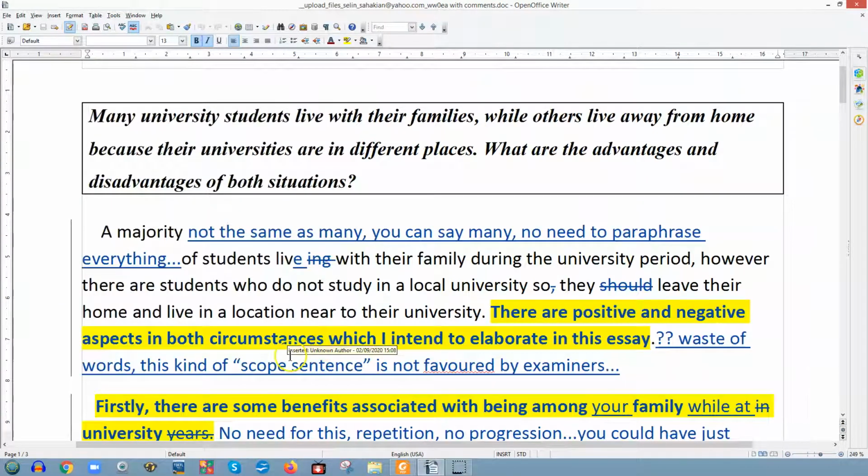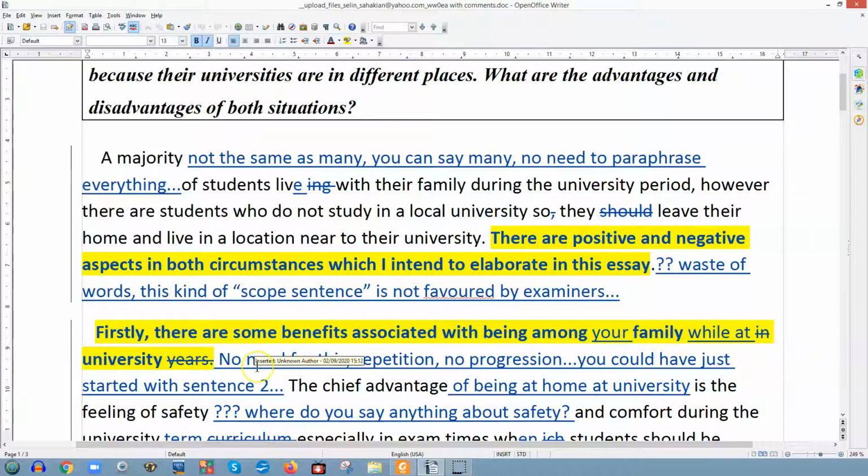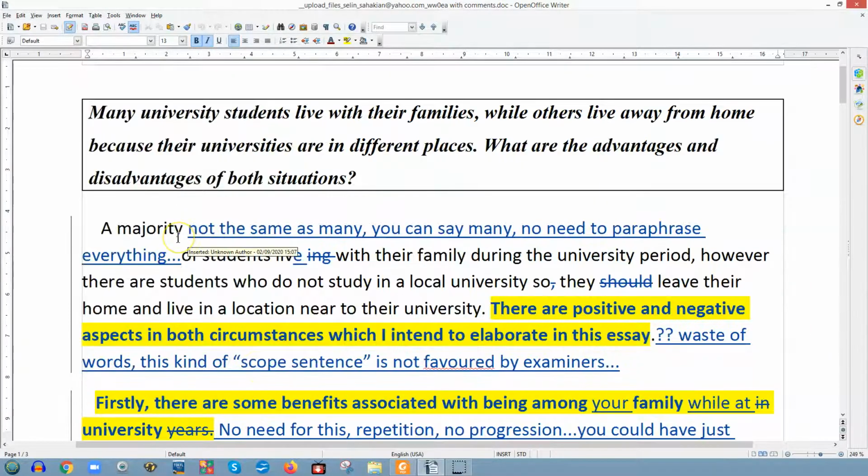So many university students live with their families, while others live away from home because the universities are in different places. What are the advantages and disadvantages of both the situations? Okay, now, a majority is not the same as many. You can say that. You don't have to paraphrase everything. It's not a majority, because it's not. It's many, quite a lot.